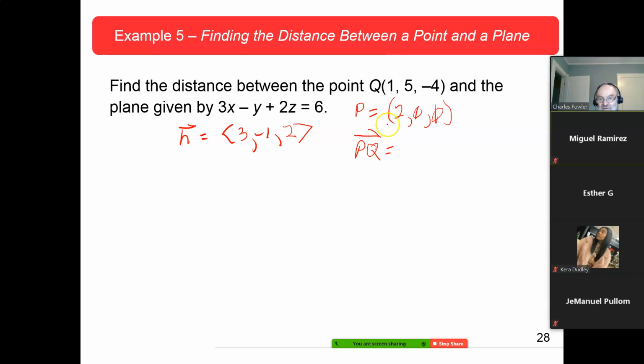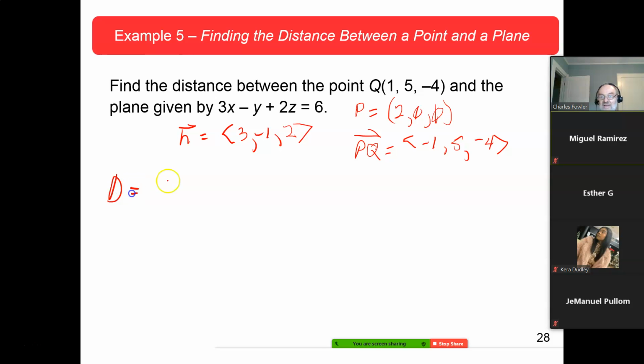Okay, P is the initial point, Q is the terminal point. So that would be 1 minus 2, that would be a minus 1, 5 minus 0, 5, and negative 4 minus 0, negative 4. Okay, there's the vector PQ. Alright, so what are we going to do?